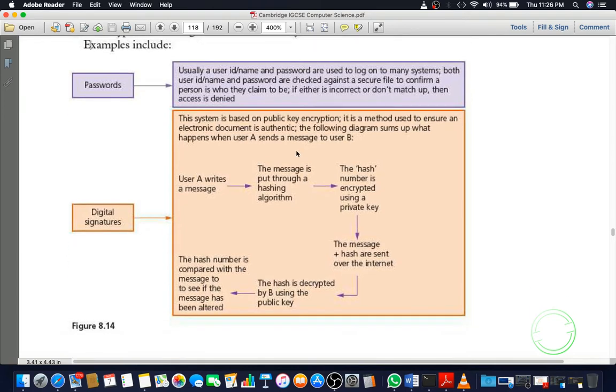So the next one, that is digital signature. Here we are. This system is based on public key encryption. In this case we use public key encryption. It is a method used to ensure an electronic document is authentic. The following diagram sums up what happens when a user A sends a message to user B.